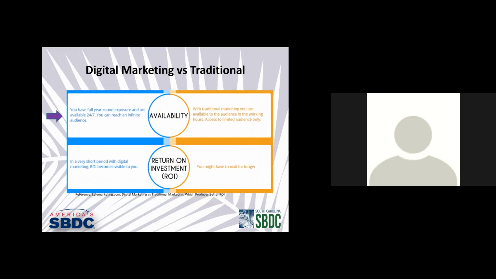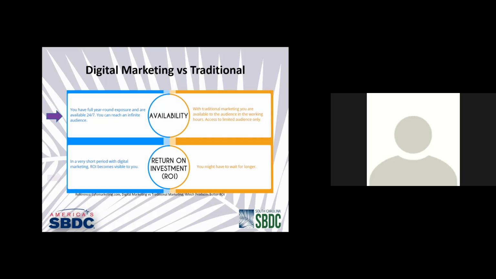You have 24/7 access with digital marketing, where you don't with traditional marketing. Again, you're only able to reach that audience. Let's use radio, for example. That's why drive times are the most expensive in radio advertising, because they've got people in captive audiences.